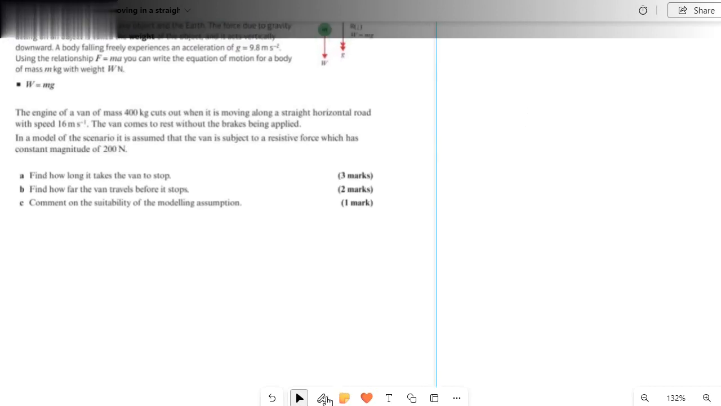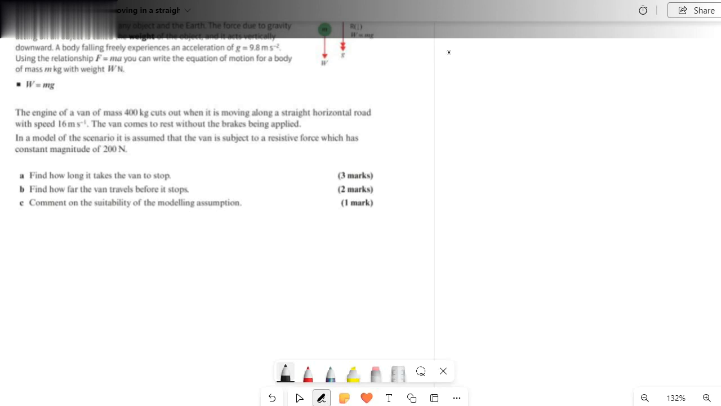So now let's do an example question. The engine of a van of mass 400 kilograms cuts out when it's moving along a straight horizontal road with speed 16 meters per second. The van comes to rest without the brakes being applied. In a model of the scenario, it is assumed that the van is subject to a resistive force which has a constant magnitude of 200 newtons.